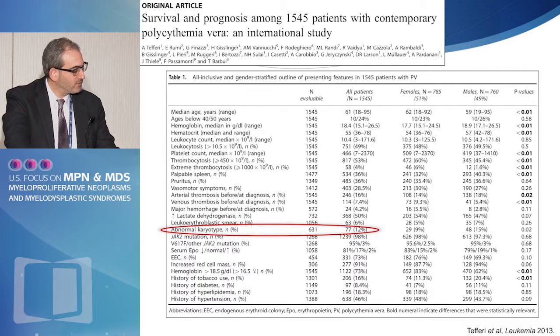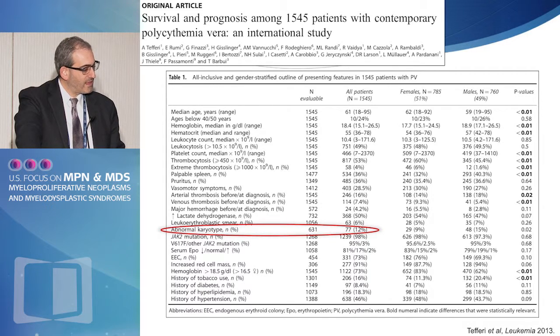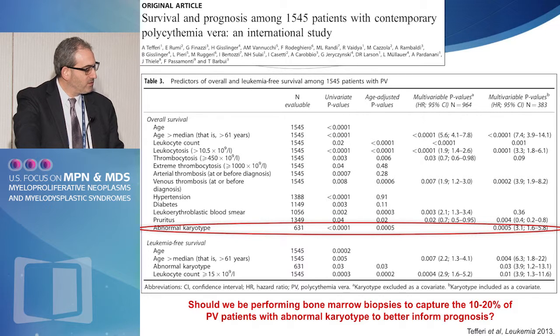Now, Tefferi and colleagues did a large analysis of the factors that are important for various aspects of PV, including survival. And the one item I want to bring up is this issue of abnormal karyotype. You can see that among 630 patients that were evaluable for cytogenetic analysis, 12% had an abnormal karyotype. In addition to advanced age, leukocytosis and venous thrombosis, another risk factor that came out in the multivariate analysis as being important for overall survival is having an abnormal karyotype. And so the question, of course, comes to mind: should we be performing bone marrow biopsies to capture the 10 to 20% of PV patients with an abnormal karyotype to better inform prognosis?